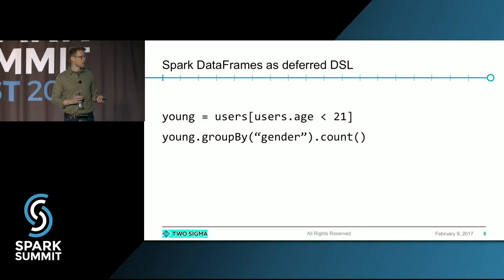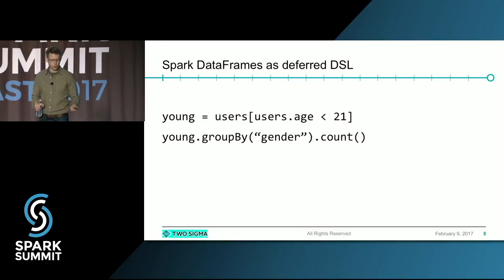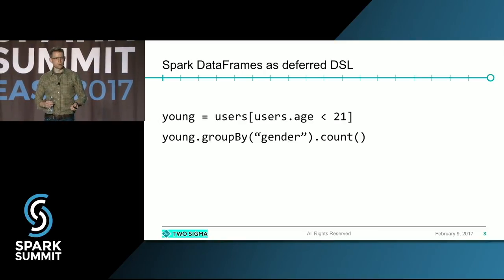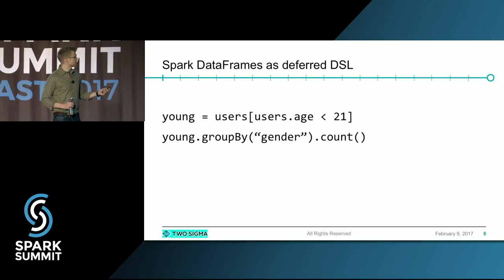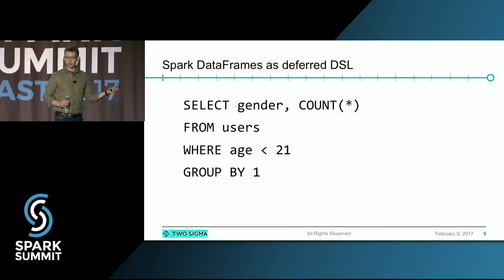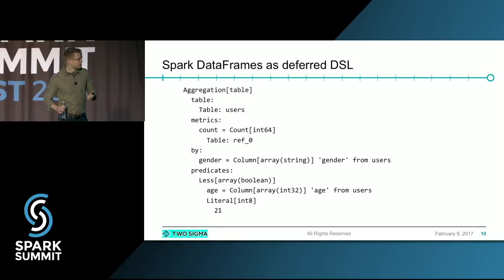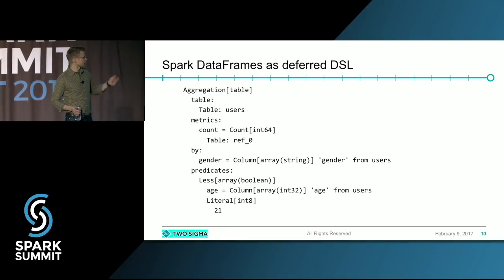So this is great because this is scalable, could run on 10 billion rows, 100 billion rows, whatever size data set you're able to process in Spark SQL, and this is Python code that you can run from a Jupyter notebook. But if you think about SQL, this statement is equivalent to the SQL query: select gender, count star, filter, group by. Internally, it builds an intermediate representation of the query, which is an aggregation with a predicate and some metrics and some group by clauses.